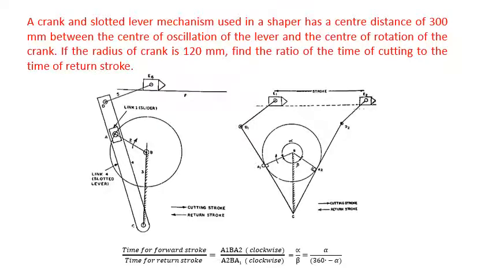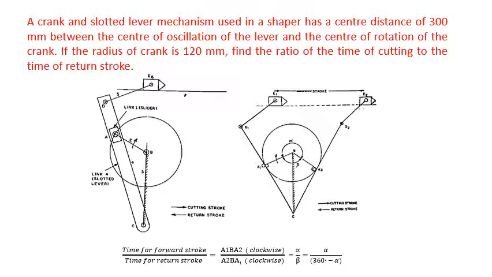So next problem is a crank and slotted lever mechanism used in a shaper has a center distance of 300 mm between the center of oscillation of the lever and the center of rotation of the crank. If the radius of crank is 120 mm, find the ratio of time of cutting to the time of return stroke. That is the time ratio we need to find. So here which length is given.